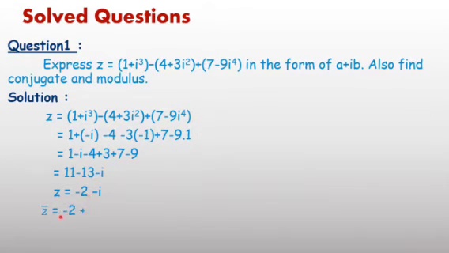Then the conjugate, z bar: just change the sign of i. Minus i becomes plus i, so it is the conjugate. Modulus is under root of the real part, minus 2 square, plus the coefficient of i, the imaginary part, square, which equals root 5. In this pattern you can find conjugate and modulus.